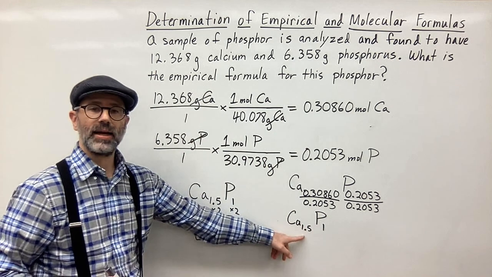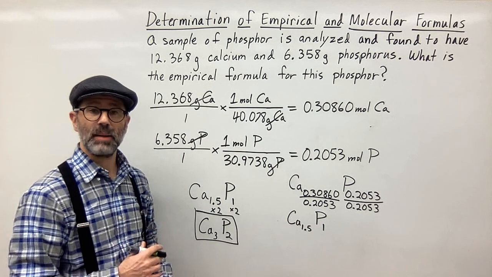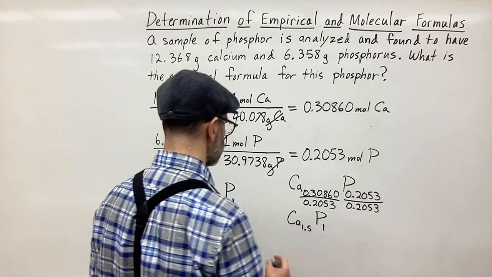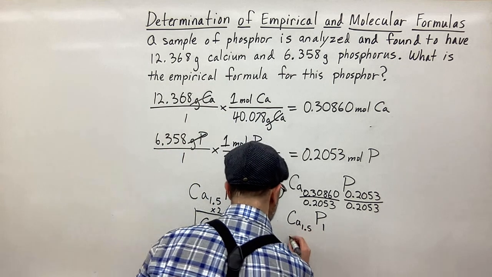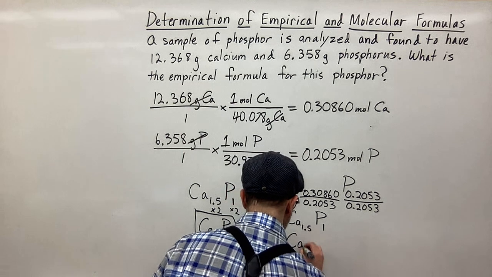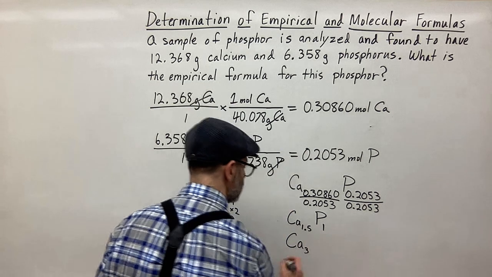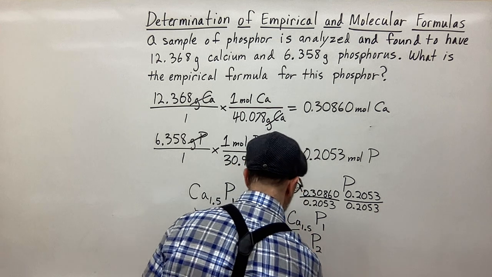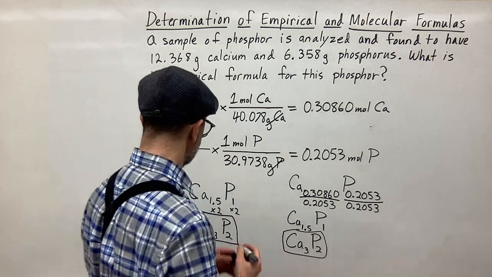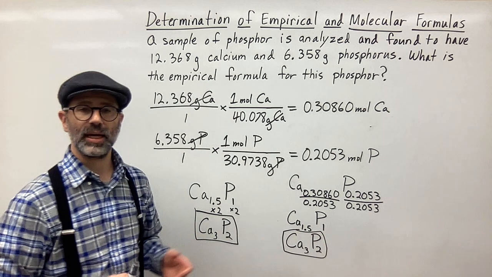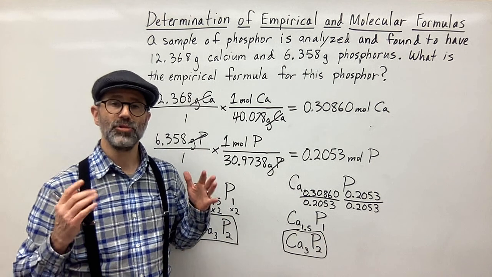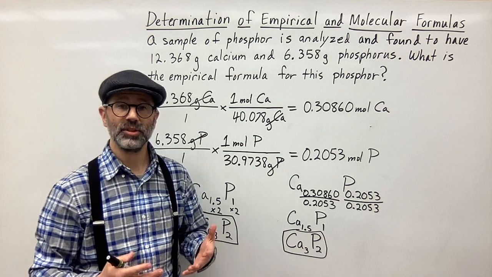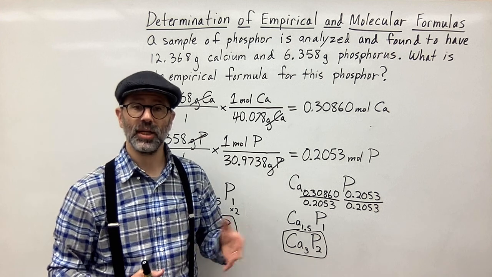And then again, I'm going to get rid of the fraction by multiplying by 2, but I multiply all of the subscripts by 2. So I'm going to multiply 1.5 by 2. That gives me 3 subscript for calcium, and 1 times 2 is 2. That gives me phosphorus 2. So I get the same formula. So basically the same steps. So that's how you can determine the empirical formula from the substance as well as the molecular formula.